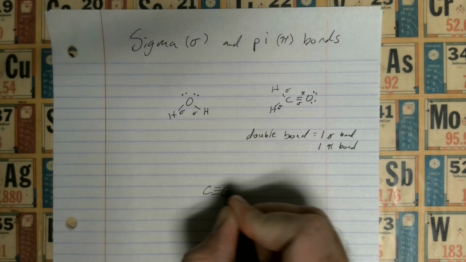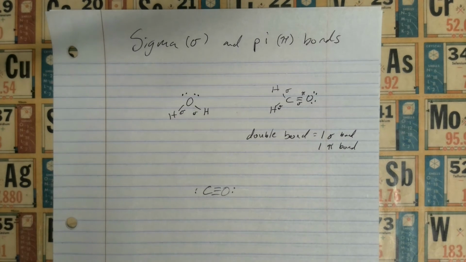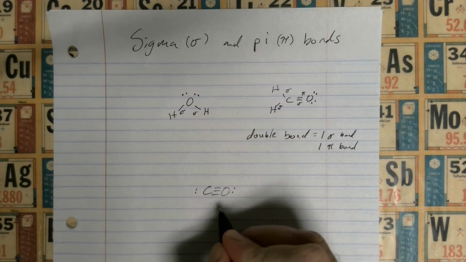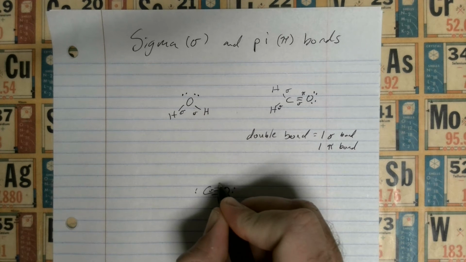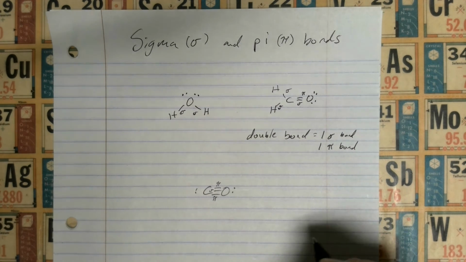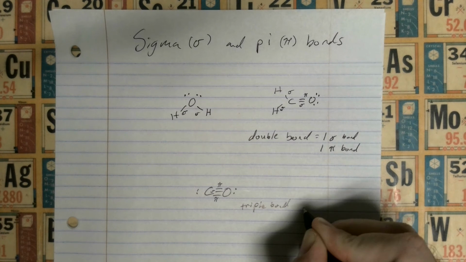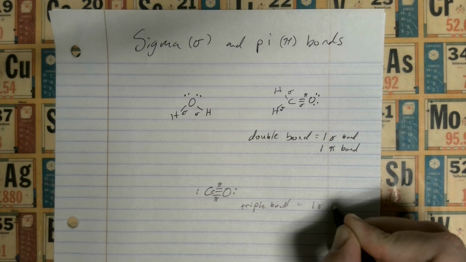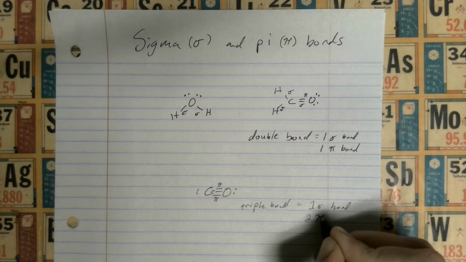If we have a triple bond, let's say it's something like carbon monoxide, it's going to look something like this. Then what happens here is you have a sigma bond. Usually it's designated as the middle bond that is the sigma bond. And then you have a pi bond above it and a pi bond below it. So a triple bond is one sigma bond and two pi bonds.